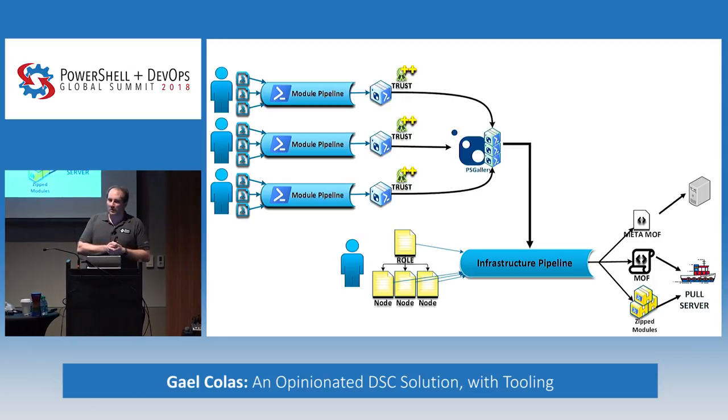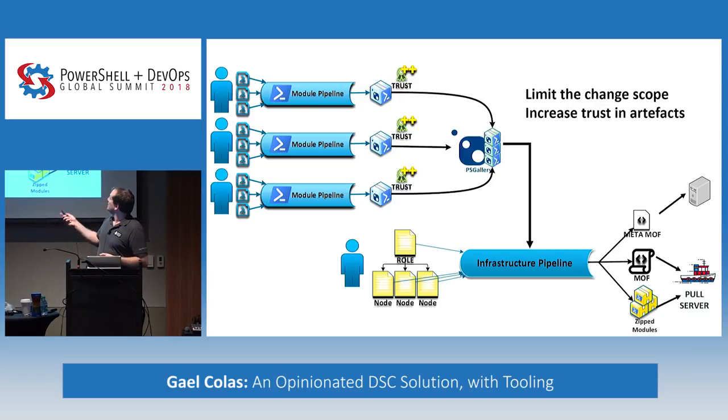So what happens is, all your module pipelines create modules, which you're going to reuse in your infrastructure pipeline. That's why I spent so much time in there. You create the artifacts, and your infrastructure pipeline doesn't create new artifacts. They actually reuse those artifacts with some data. It says, I want this module, that DSC resource, that configuration, and this is the representation of my nodes, and I want to create all of those.